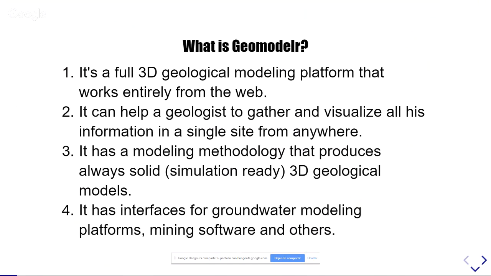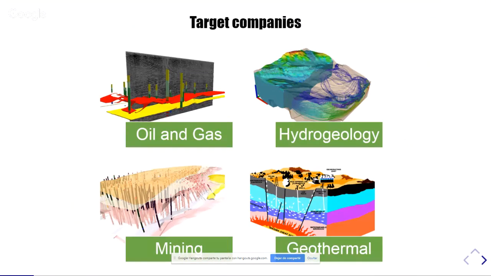It also has interfaces for groundwater modeling platforms, mining software, and others, including an open source interface for programming your own export tool or your own way to take advantage of the models for other more complex things. The target industries that we have are oil and gas, hydrogeology, mining, and geothermal. We have several models in these industries that you can see freely available in our platform. This is actually the model that we are going to work with today. We're going to share a link of it, so you can view it and download the information that it was created with, etc.